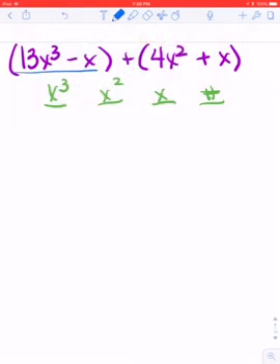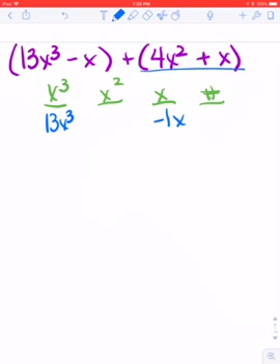Then I'm going to go through and start to sort everything in the first parenthesis and do that as a first row. So 13x to the third minus x. I'm going to add that 1 there just like we said before. And then I'm going to take this parenthesis and do it as a second row here. So 4x squared plus x. And I'm going to add the 1 in front of there.